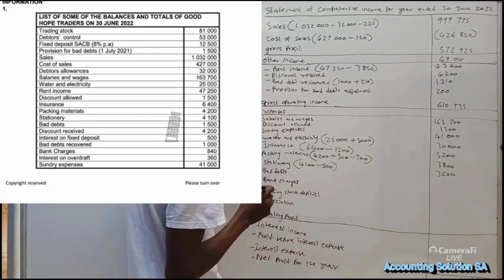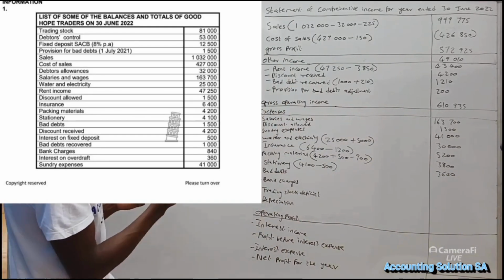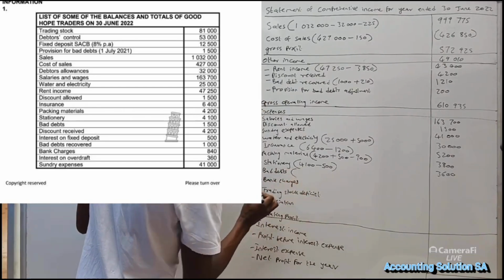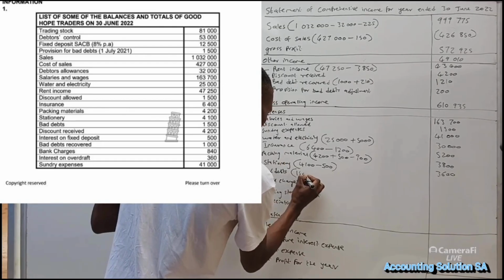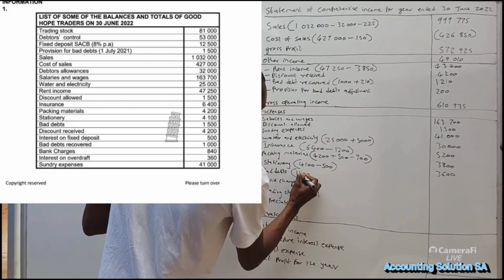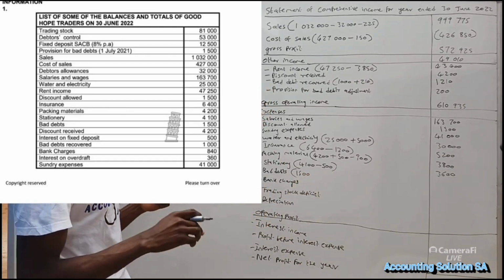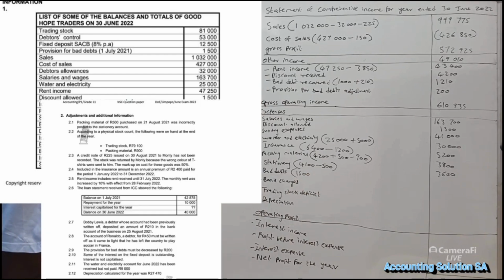3,600. Okay, now let's proceed to bad debts. Bad debts, the first step, obviously, we are going to take the one from the trial balance. This one, I think you're familiar with it. You just take the one from the trial balance, copy it, then we check additional information.